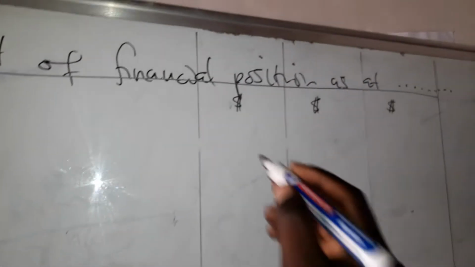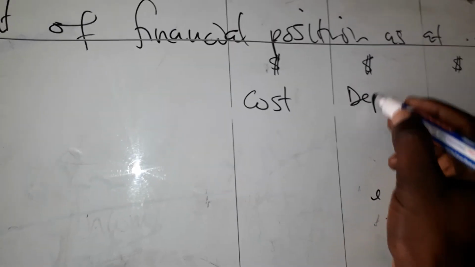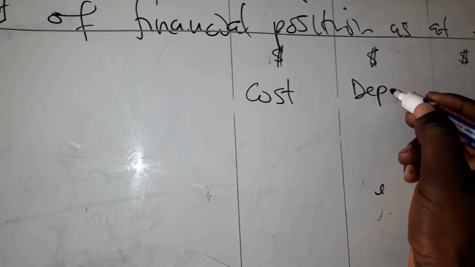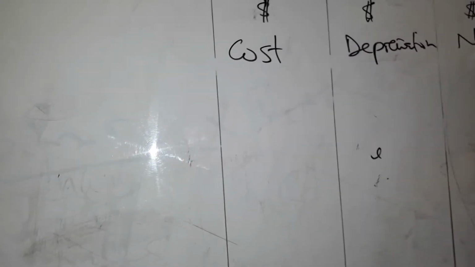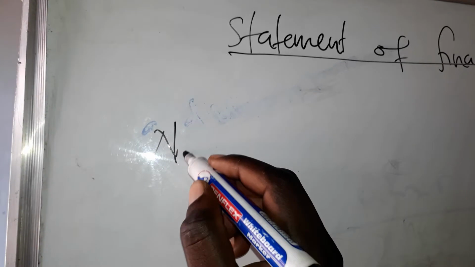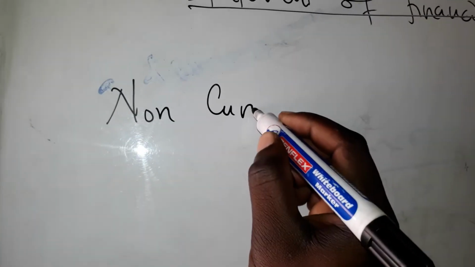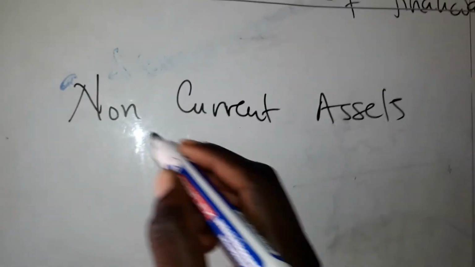So the first column, we're going to say cost. This second column, we're going to say depreciation. The last column, we call this net book what? Net book value, right? So we start with non-current assets. Non-current assets, right? Underline.